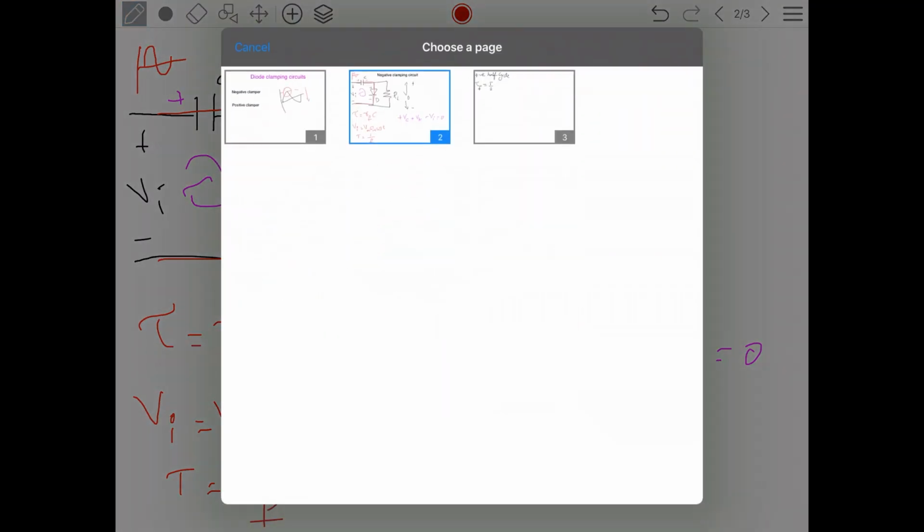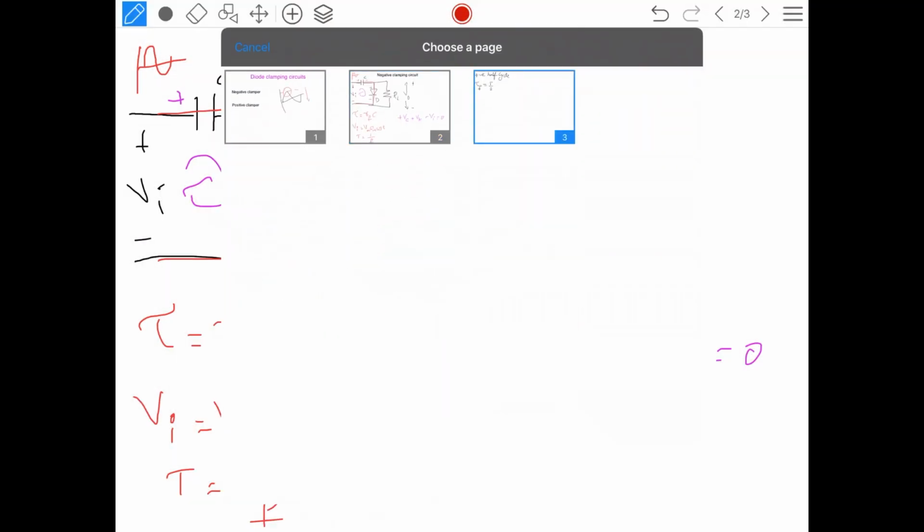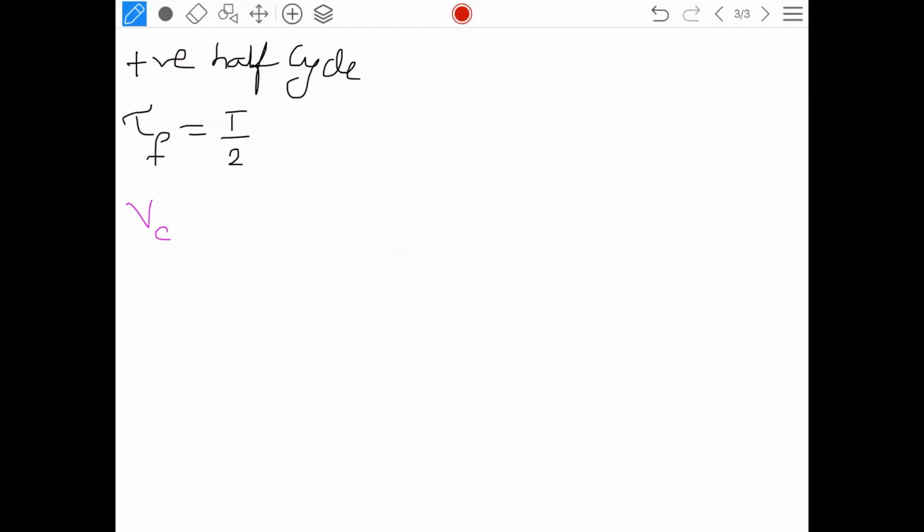So, let me write it in a fresh page. So, Vc plus Vk minus Vi is equal to 0. Rearranging, Vc is equal to Vi minus Vk. Vi is nothing but Vm, so Vc is Vm minus Vk. This is my equation for reference for the positive half cycle.